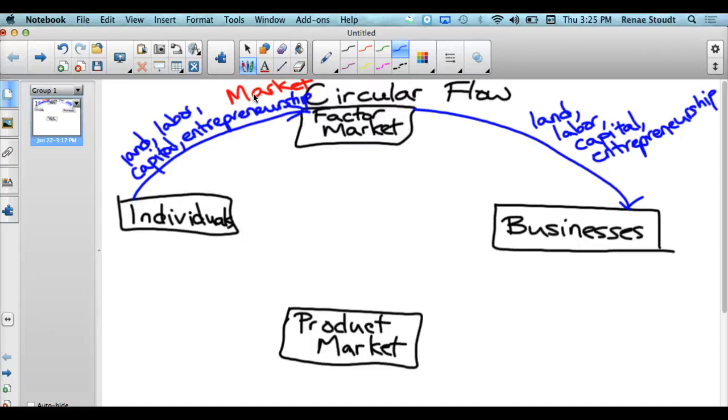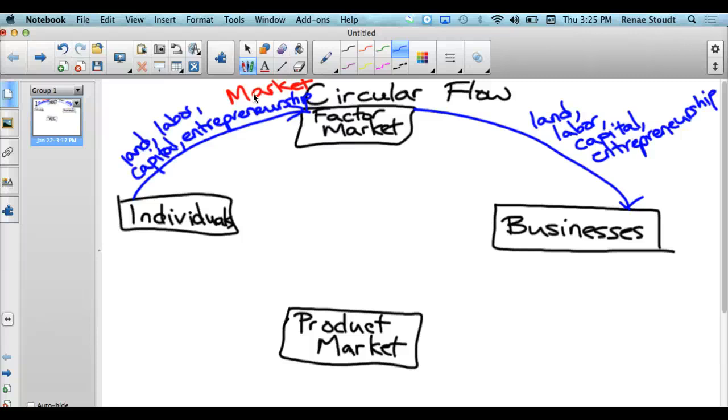Now that the businesses actually have all of those things, what are they going to do with them? Well, they're going to take those raw materials, those factors of production, and actually make something out of them. So they're going to make some goods and services. Now, of the other boxes up there, the businesses are making goods and services. Who is going to want to buy them? Who's going to want to buy these goods and services?